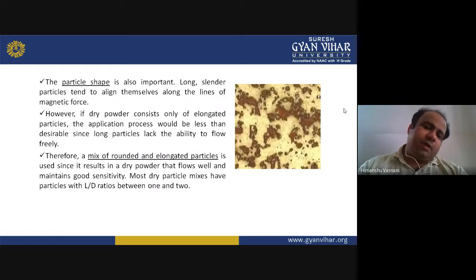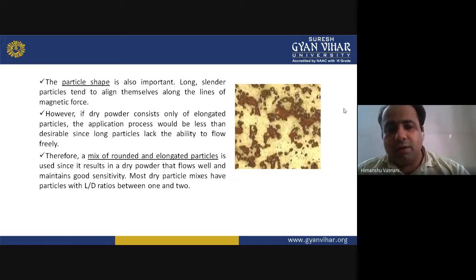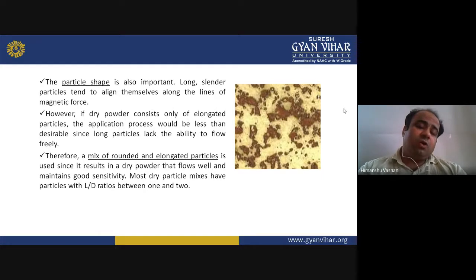Now, the particle shape is also important. Long, slender particles tend to align themselves along the lines of the magnetic force. So you can also understand that if you have long slender particles, they'll automatically align themselves to the lines of the magnetic force.